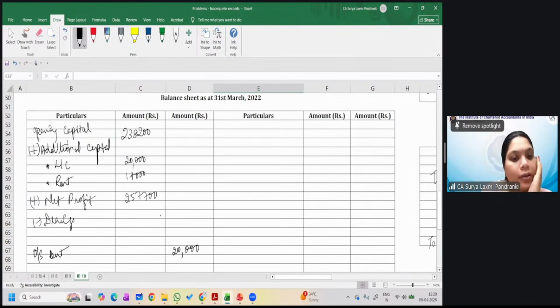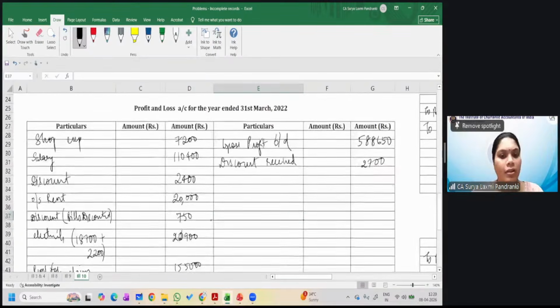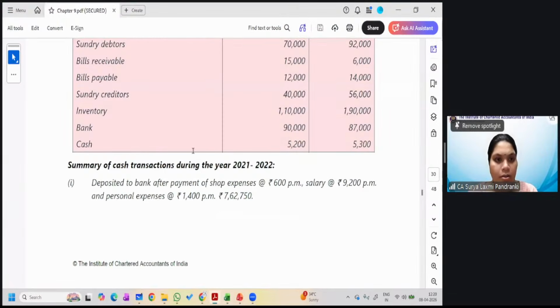What will be the capital? 5,13,100. Okay. I think along with outstanding rent, we also have outstanding electricity, no? How much is that? 2,200, no? Yes, ma'am. I'll go back to the question.